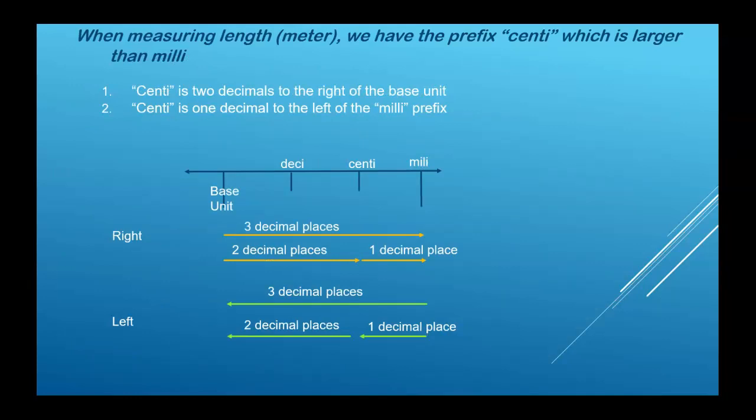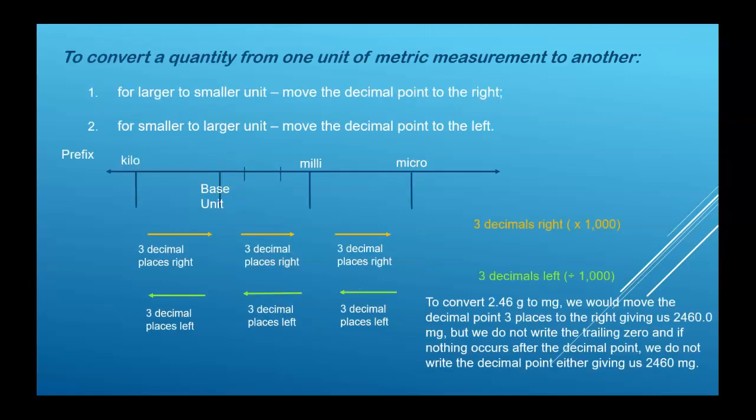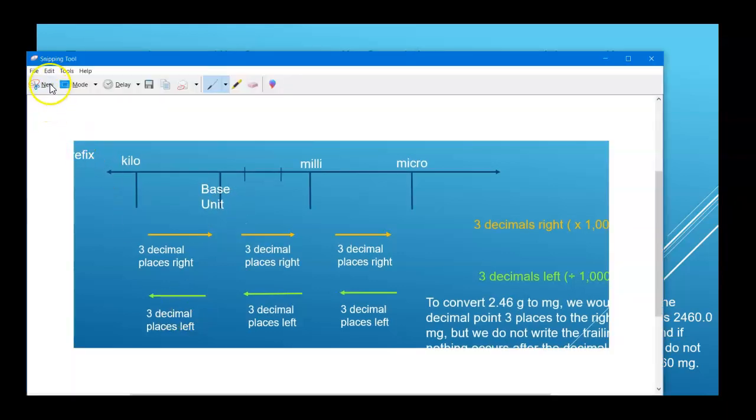Okay, so here are the middle two divisions between base unit and milli when we're talking about length. Now, we don't really use these when we're talking about grams or liters, but centi we use when we're measuring length. We use the centimeter. So your base unit here would be the meter.